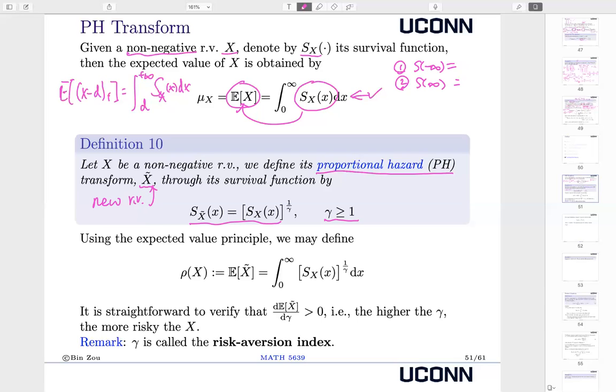At negative infinity it is 1, at positive infinity it is 0, and S is a decreasing function. So for anything that satisfies this, well, there is some continuity condition I ignore, okay? If x goes to negative infinity, it should be 1. But here, it's different because we know we have a lower bound, it's 0, so here we change it to S(0) is 1. In general, it should be S(negative infinity) is 1.